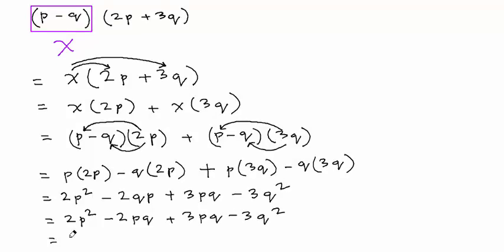which is equal to 2p square minus 2pq plus 3pq will eventually give us a single pq, positive, because 3 is more than 2. Therefore we have a plus pq. We don't need to write a 1 here because 1 times pq is the same as pq, minus 3q square. This is what you get when you multiply the binomials p minus q and 2p plus 3q.